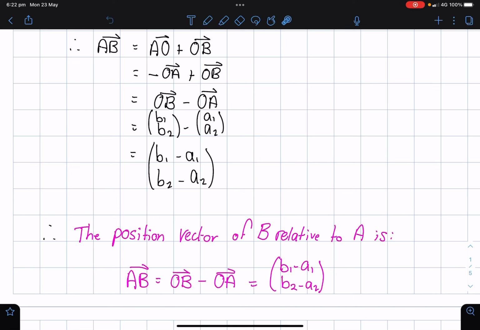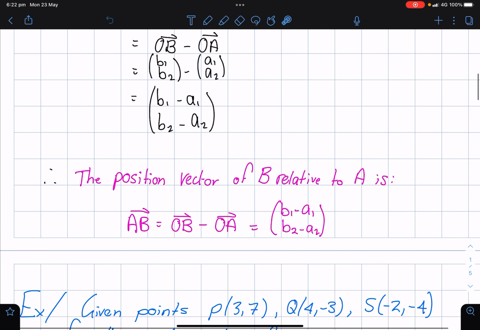So these will often be given as points, okay? So as long as you remember the second letter is the first point, all right? And we're taking away the point at that first letter, all right? Let's do a quick example.